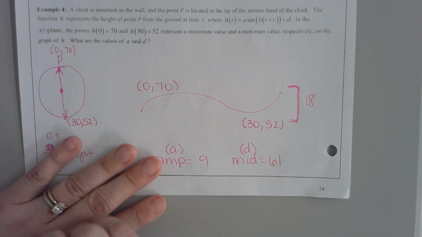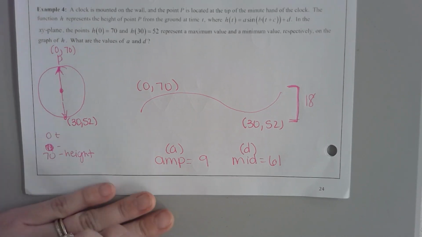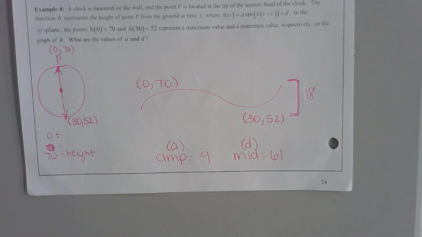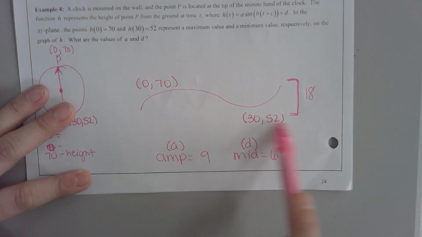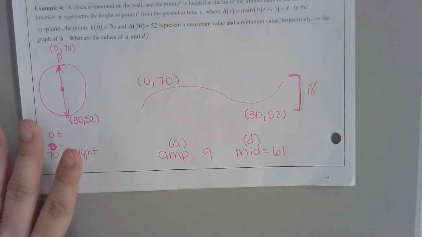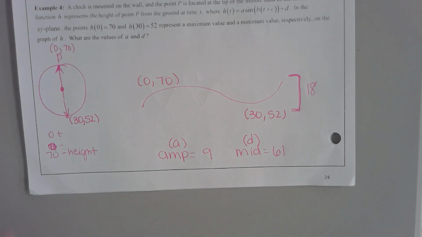Any questions so far? Wait, your midline is what? 61. So if your amplitude is 9, meaning there's 9 units between the tip top to the midline, or from the bottom up, so there's 9 units. If I count up 9 units, where's it going to be? 52 plus 9 is 61. Or if you go 70 minus 9, you're still going to be at 61. Okay.